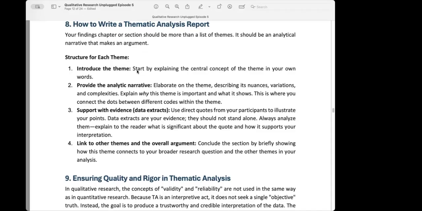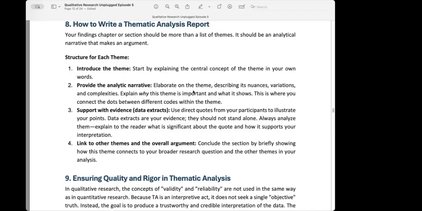Right, you have to explain the quote. You always have to analyze them. Explain to the reader what is significant about the quote you've chosen, precisely how it supports your interpretation, and how it exemplifies the theme you're discussing. Don't assume the reader will automatically draw the same conclusion as you just from reading the quote. You need to walk them through your reasoning, explicitly linking the quote back to your analytical point. Analyze the evidence, don't just present it.